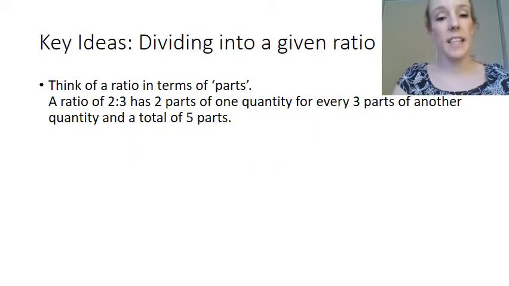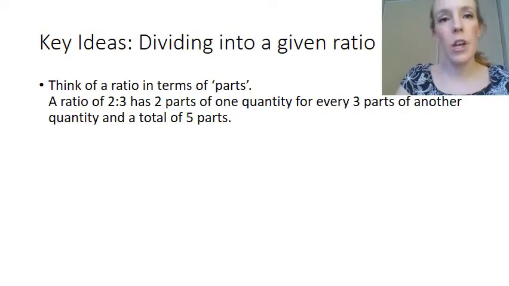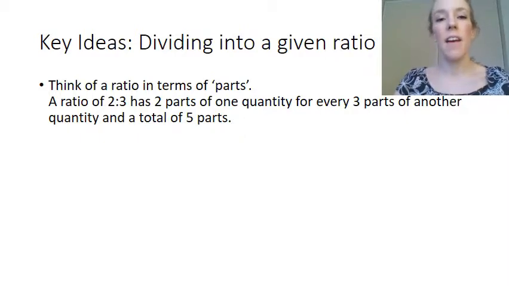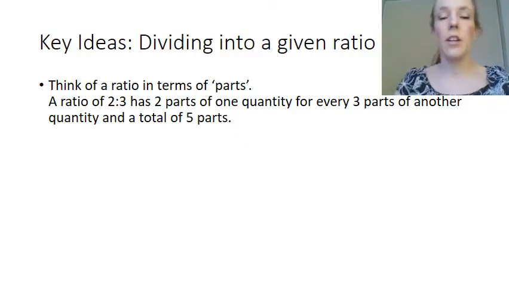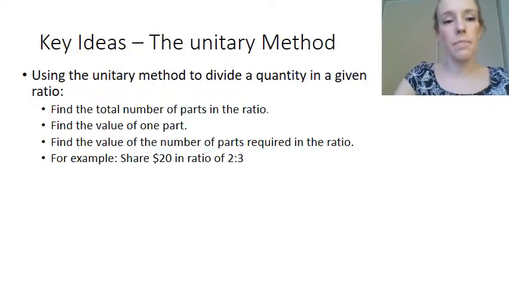Okay, so key ideas: dividing into a given ratio. We'll think of a ratio in terms of parts. A ratio of 2 to 3 has 2 parts of one quantity for every 3 parts of another quantity, and if you add that together there's a total of 5 parts. So we've got 2 parts of the first, 3 parts of the second, together we've got 5 parts.